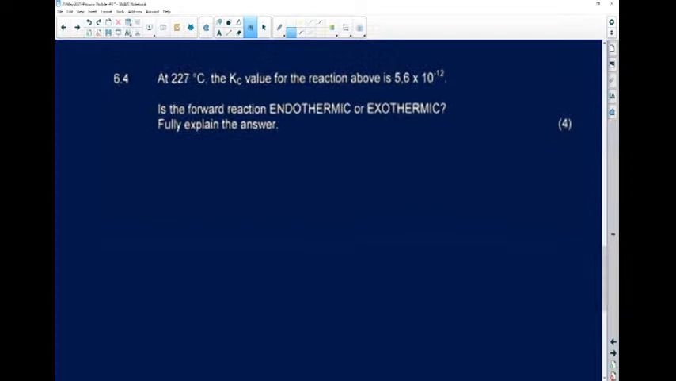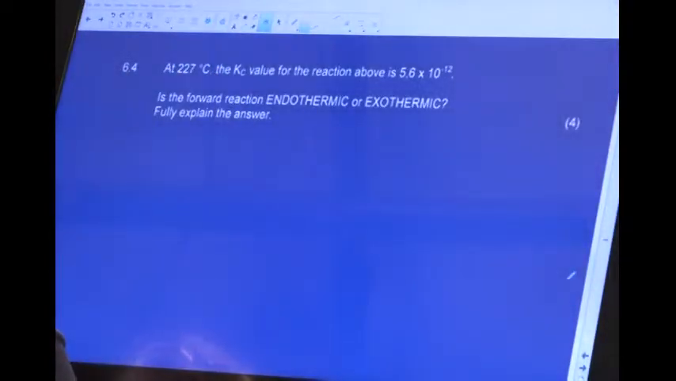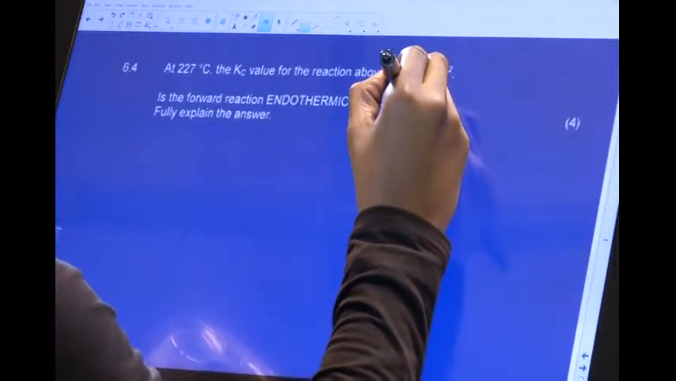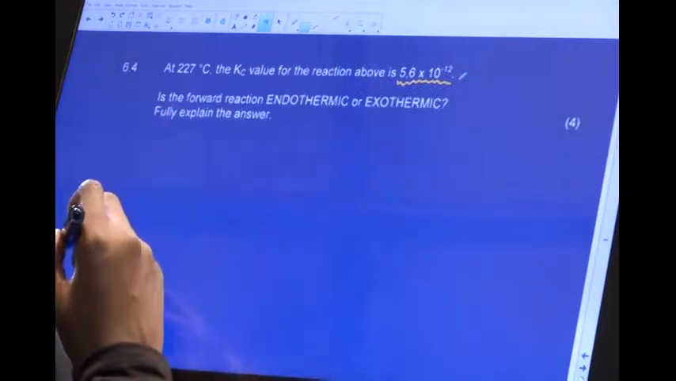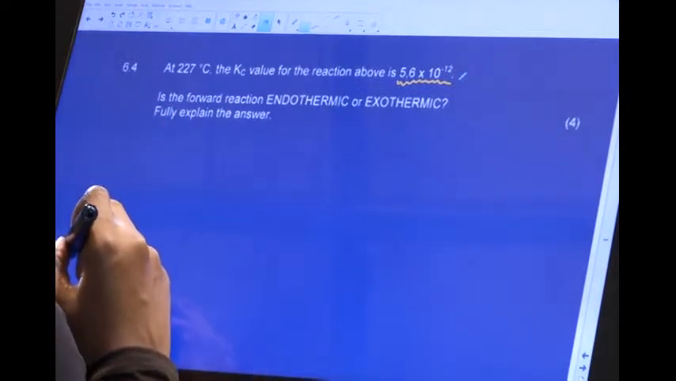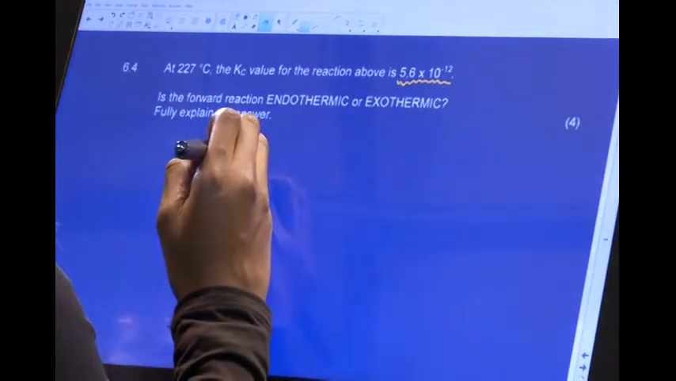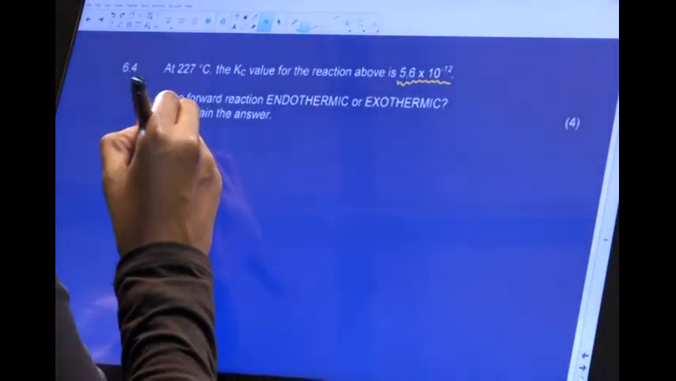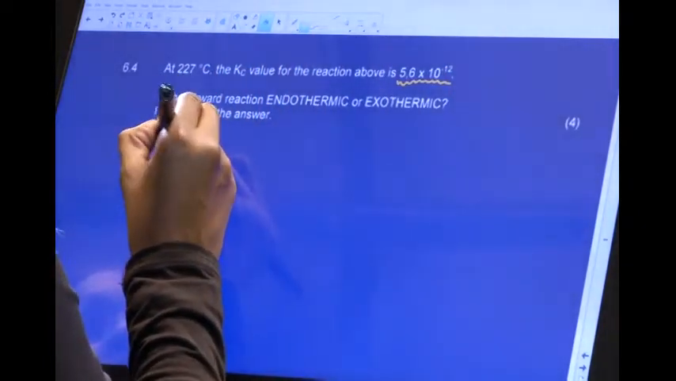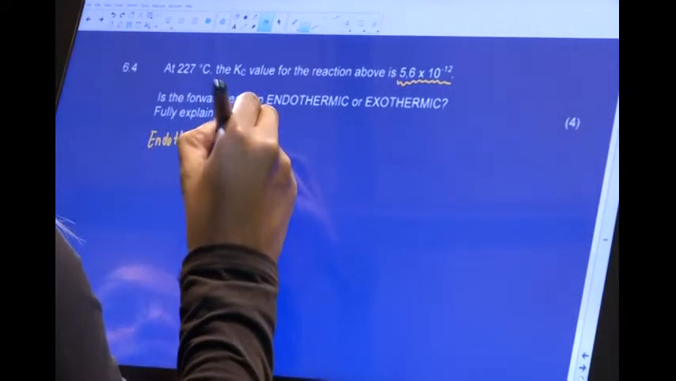Let's look at number 6.4. It says at 227 degrees Celsius, the Kc value for the reverse reaction above is 5.6 times 10 to the negative 12. Is the forward reaction then endothermic or exothermic? And we must fully explain our answer. This means that if it moves from 3.6 to 5.6, then it becomes endothermic. It is an endothermic reaction.